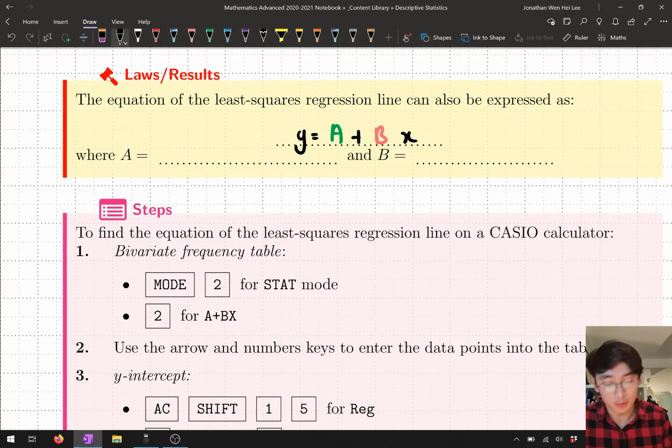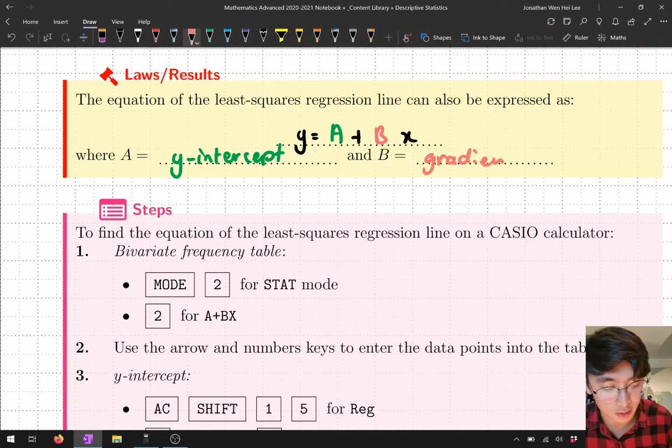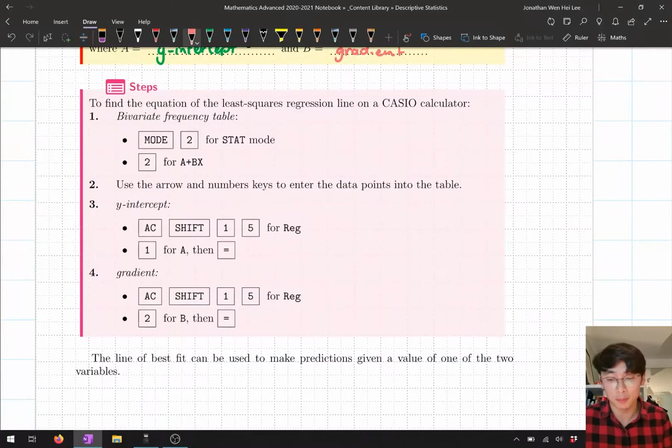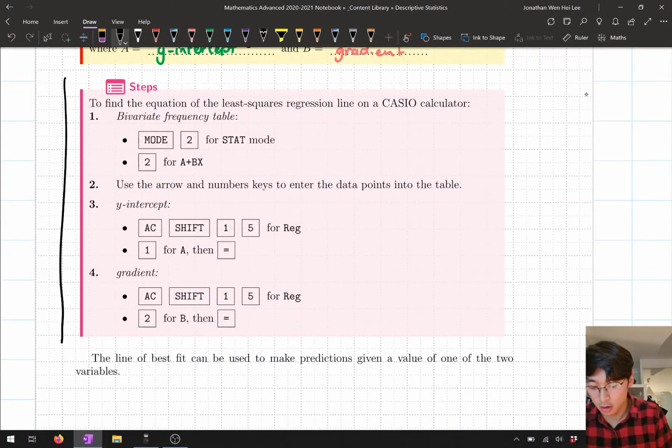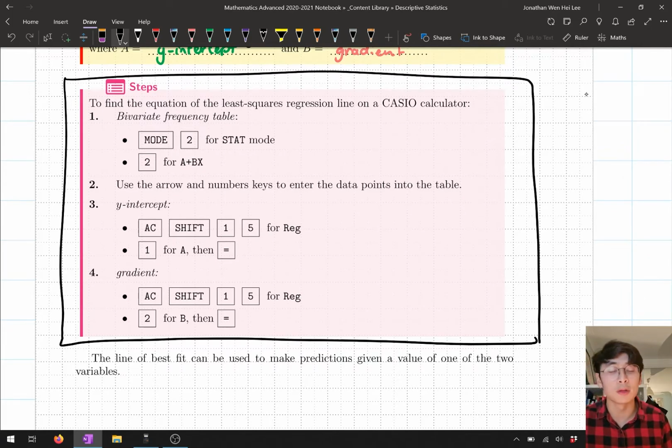So here, A is our y-intercept that we found in the previous part, and B is our gradient that we found from the previous part. And so here below, we've got the steps on how to do that. Now, I'm going to go through this with one of the examples in a moment and actually show you what this looks like. But what we basically do is very similar to last lesson.